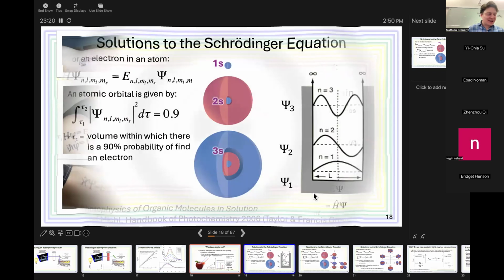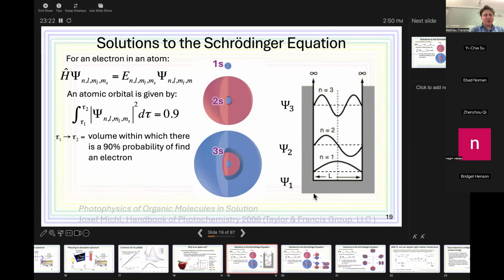Okay, so let's do a little Schrödinger equation. We'll solve the Schrödinger equation for a particle in a box. For the people on Zoom, I'm going to swing a rope around and try to solve equations with it. Sorry about that. Okay.